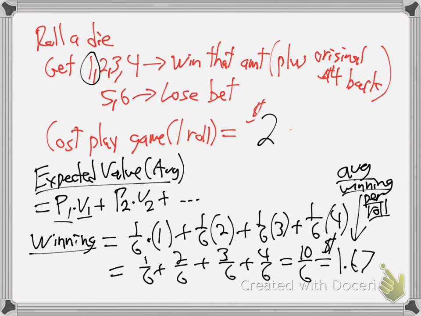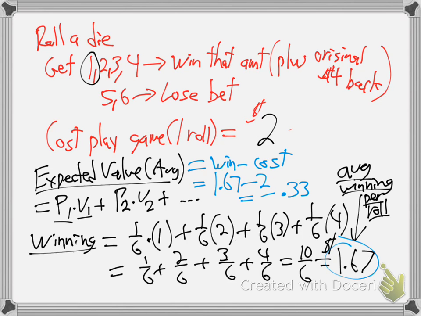So the final expected value would be the winning minus the cost, right? So you're winning $1.67 minus the $2 cost, minus 0.33. In other words, you're expecting on average to lose 33 cents per roll when all is said and done, including the cost to play the game. So even though you're winning more, you will ultimately be losing money because of the cost to play the game.